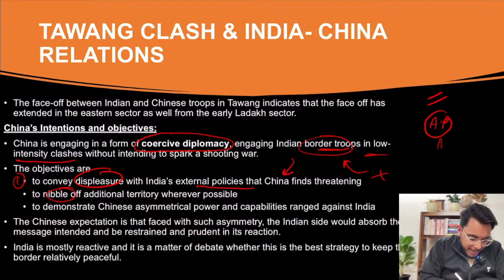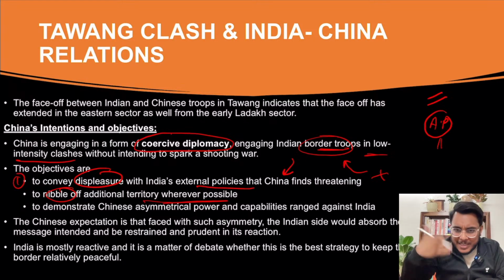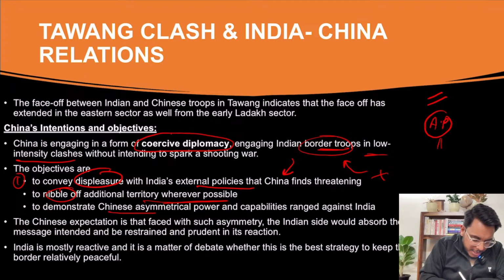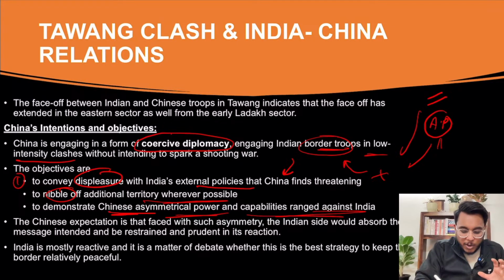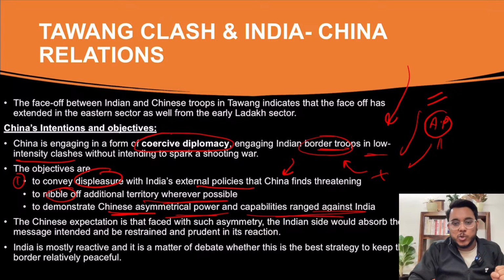Second, to nibble off additional territory wherever possible. Wherever they can grab that territory, they want to do that. And to demonstrate Chinese asymmetrical power and capabilities against India, to flex their muscles, to show their might, they are doing this. Now, guys, understand this. China expects that by these kinds of theatrics, India will absorb China's message.